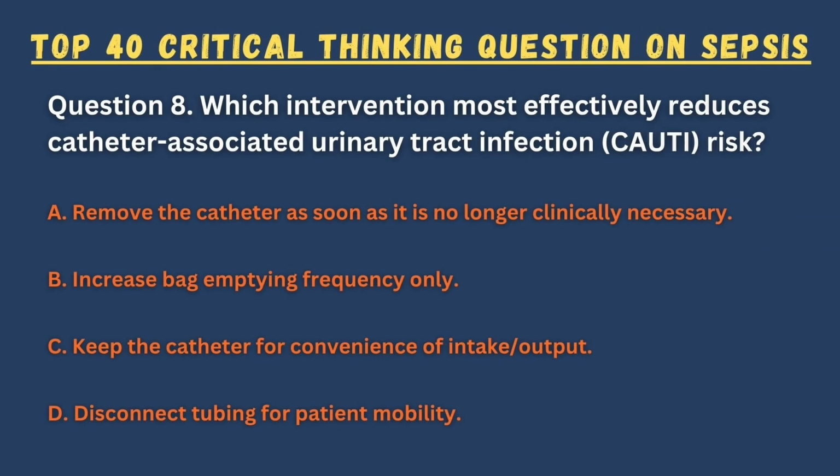D. Question 8. Which intervention most effectively reduces catheter-associated urinary tract infection (CAUTI) risk? A. Remove the catheter as soon as it is no longer clinically necessary. B. Increase bag emptying frequency only. C. Keep the catheter for convenience of intake or output. D. Disconnect tubing for patient mobility.